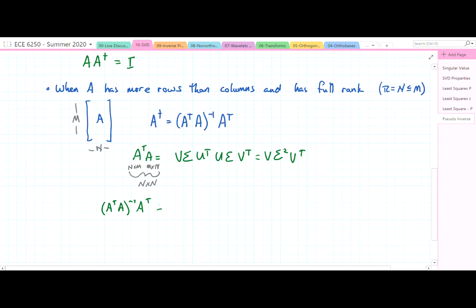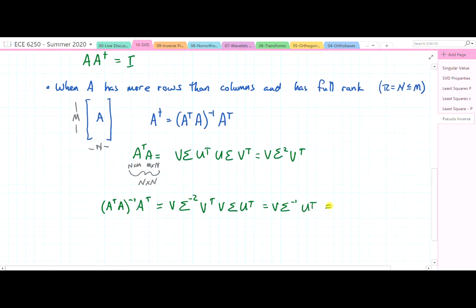This gives us V sigma minus 2 V transpose. Then we multiply that by V sigma U transpose. That's our A transpose right there. And that's just V sigma inverse U transpose, which is indeed our A dagger as we defined it. So this is a nice handy way to find the pseudo inverse.